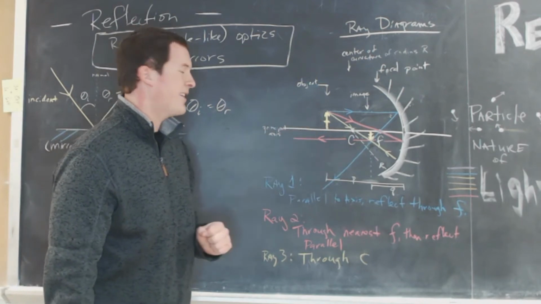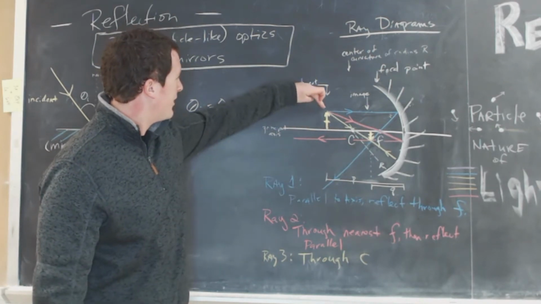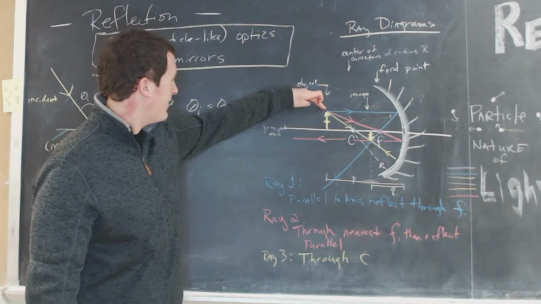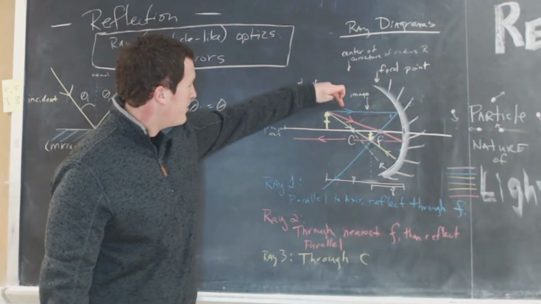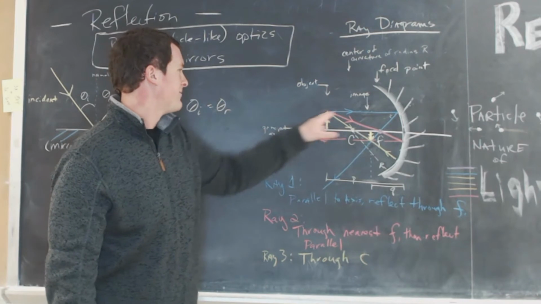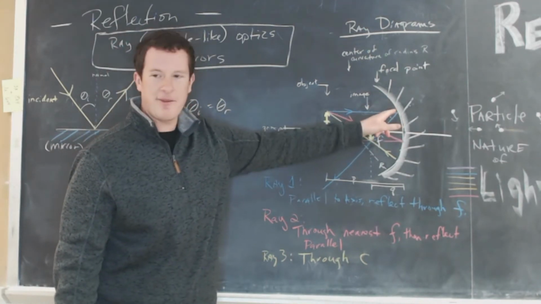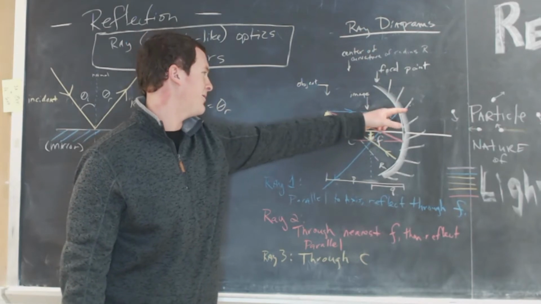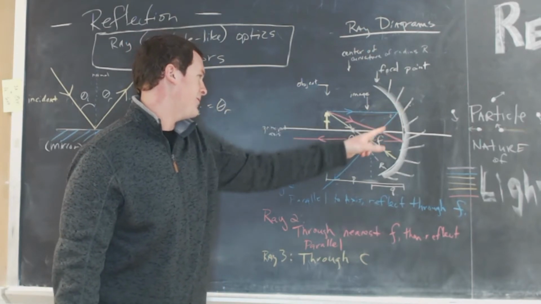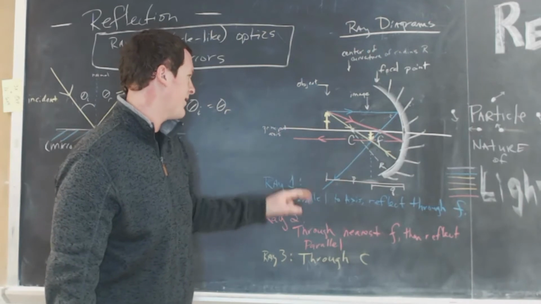And the first step you're going to do is start at the top of your object and draw a line parallel to your principal axis. You're going to draw a line and it's going to collide with the mirror here. And because the surface of the mirror is a flat surface, it will reflect off at an angle and it will travel through the focal point.